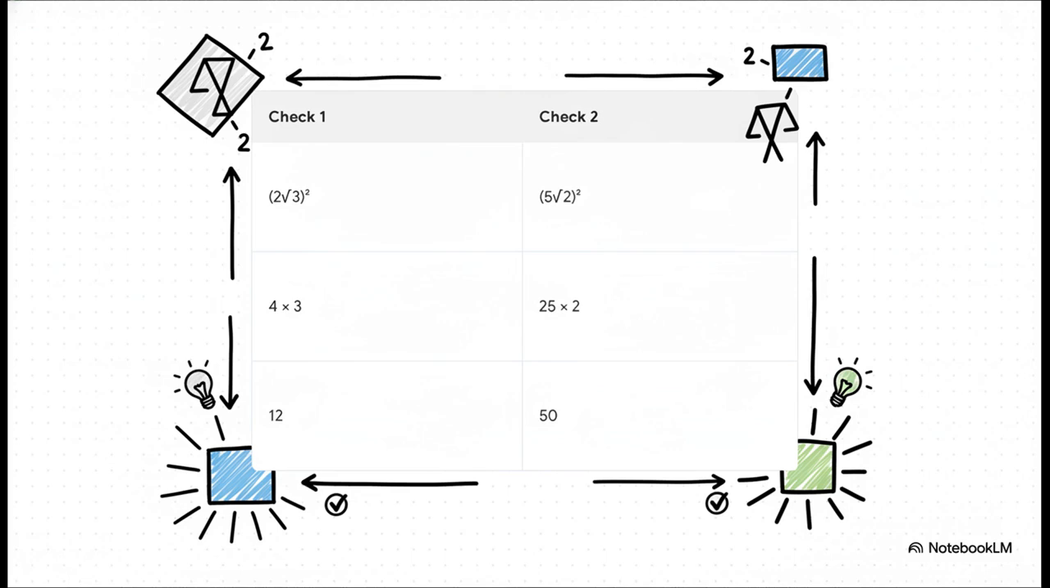Check 1. Earlier, we simplified the square root of 12 to 2 times the square root of 3. If we take that whole expression and square it, well, 2 squared is 4, and the square root of 3 squared is just 3. Multiply 4 times 3, and that gets us perfectly back to 12. Boom, it works. Now for check 2. Let's take 5 times the square root of 2. Square the 5 to get 25, and square the square root of 2 to get 2. 25 times 2 is 50, which tells us our original radical was the square root of 50. By squaring our outside and inside terms, we can confidently verify our math every single time.